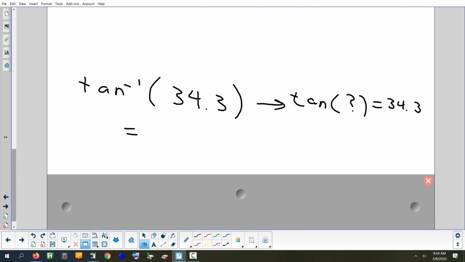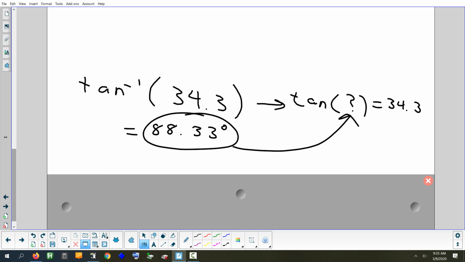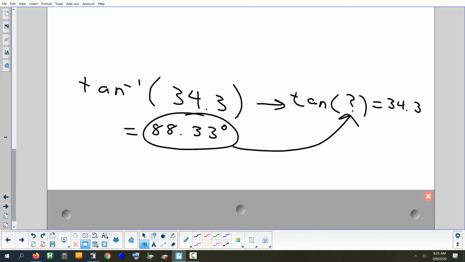Okay. Anybody have what that one comes out to? Because I don't. Yeah. 88.33. Thank you. So that's the angle. So you could check it by taking the tangent of 88.33, and it should come out to 34.3. But rounded. Okay. Questions on that one?